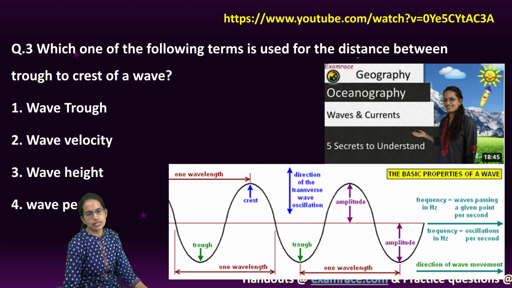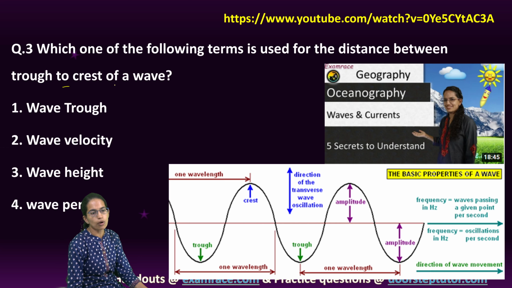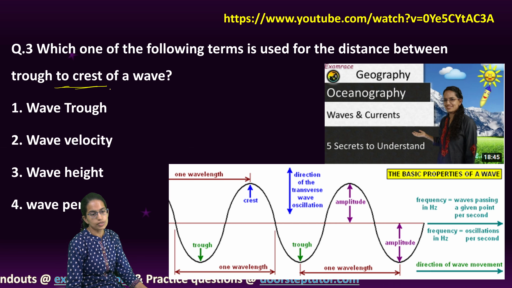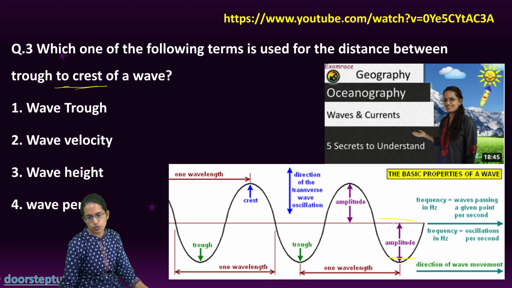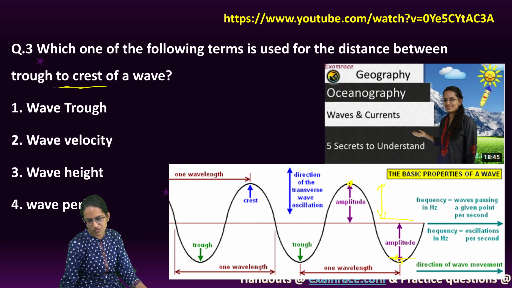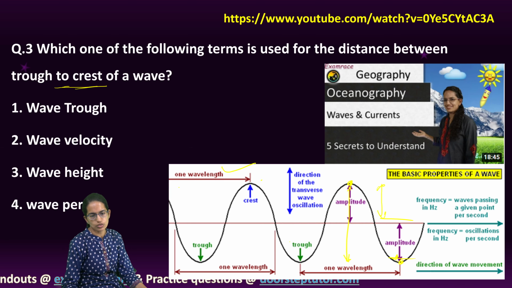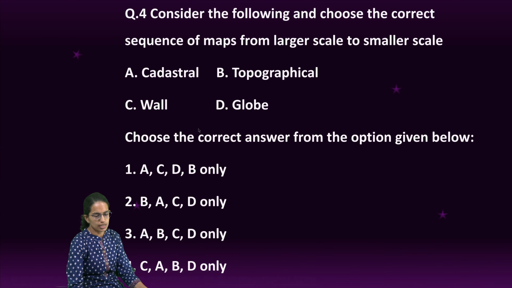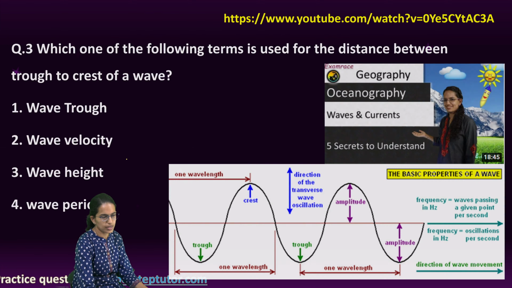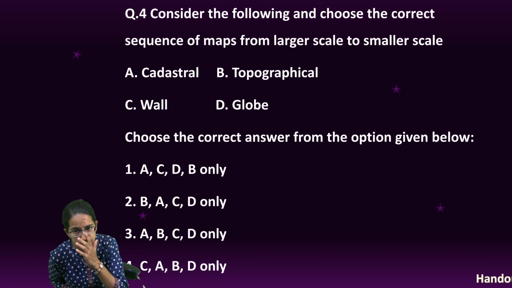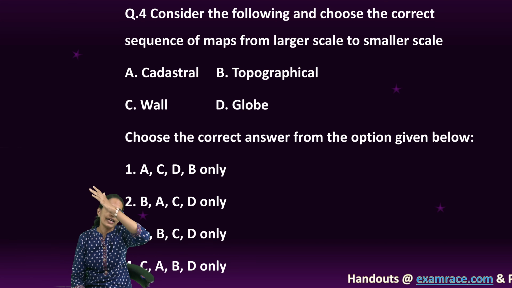Now, which one of the following is a term used to find the distance from trough to crest? So, from trough to crest is known as the wave height. From the base to the crest or the trough is what is known as amplitude, and the trough to the crest, or the crest to the trough, is what is known as the wave height. From one crest to another is what is known as the wavelength. Clear? So here the correct answer would be wave height. Okay.